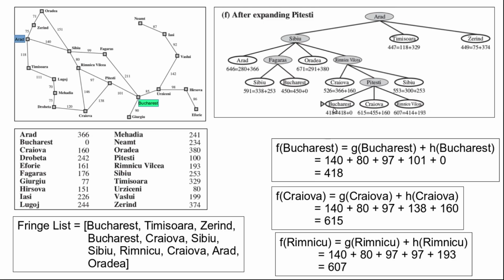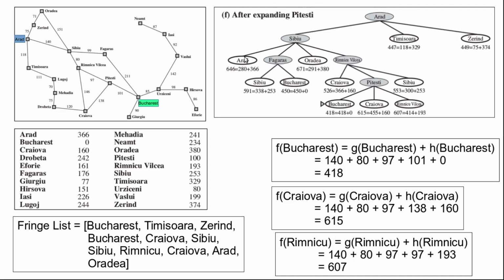Now to calculate the F value of this node Bucharest, we have to add this step cost 140 plus Sibiu to Râmnicu is 80, and Râmnicu to Pitești is 97, and Pitești to Bucharest is 101. This edge is 101. So we have to add these 4 values to get the G value, and plus H value of Bucharest is 0. So that gives you the value 418, and that calculation is also shown here. Similarly for Craiova, it will be 615, and for Râmnicu it will be 607.